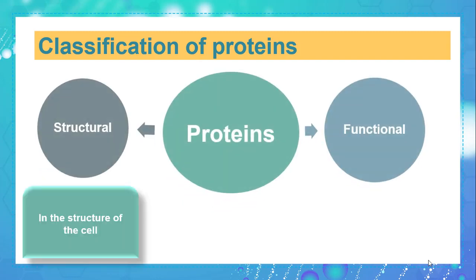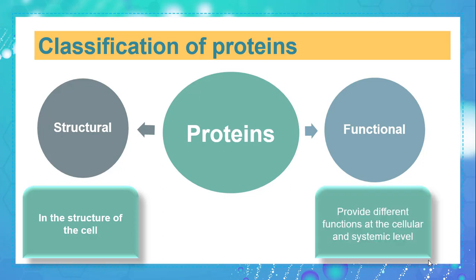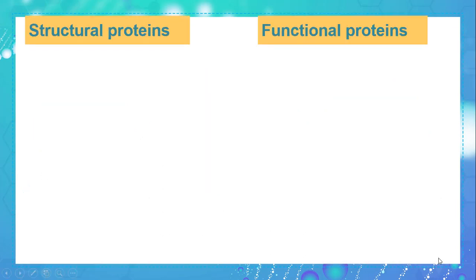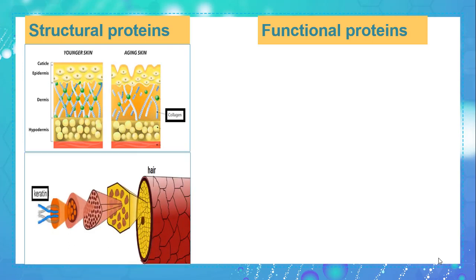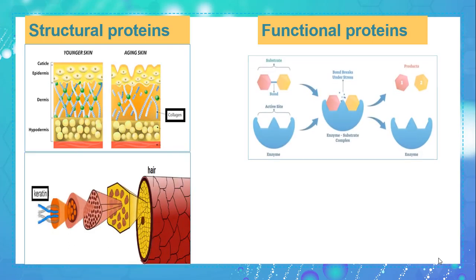Now we'll talk about the classification of proteins. Proteins can be either structural, that is, they form up the structure of the cell, or functional, they provide different functions at the cellular and systemic levels. Structural proteins in the body are like collagen in the skin and keratin in the hair, while functional proteins are like enzymes and hormones.